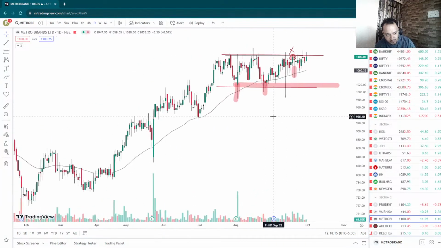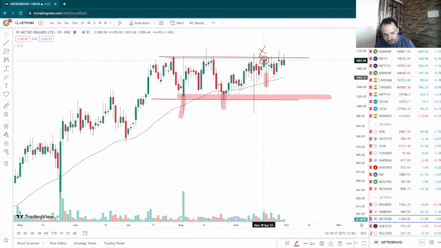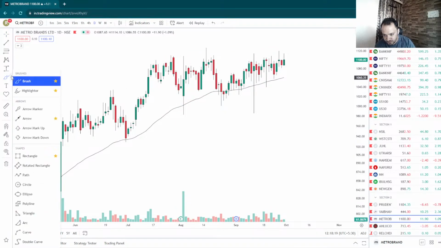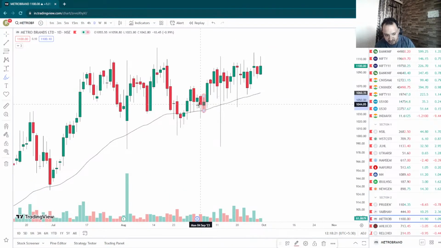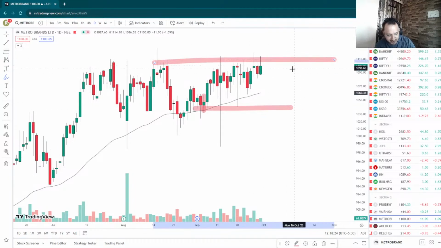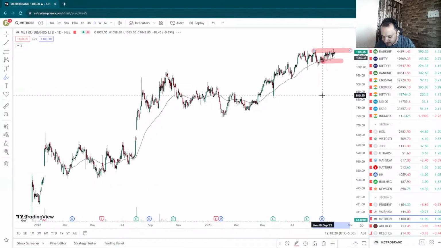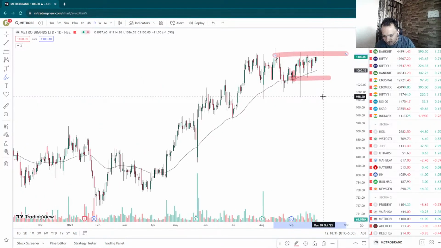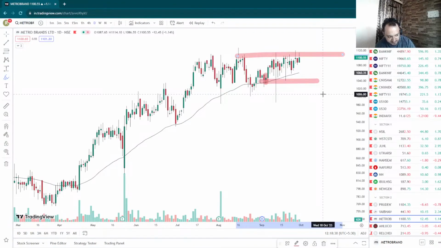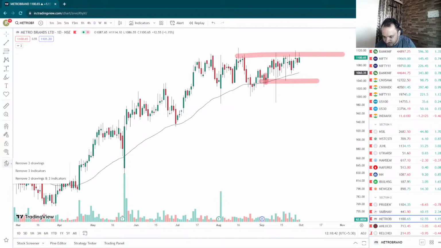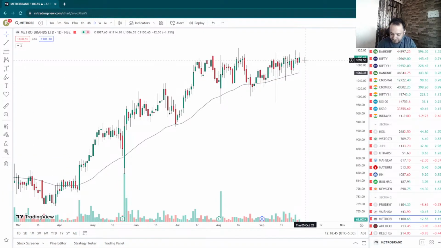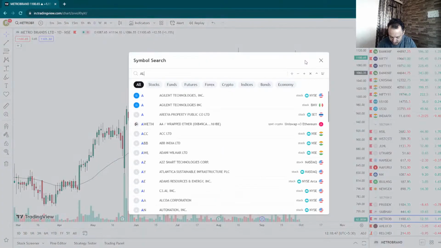Metro Brands, we have talked about it in the last live as well. I told you guys to be aware of the demand zone, and it might break out. It might break out, but I'm not holding it. It's too crowded now. Too many people are in this, so this is not for me anymore. Too many people are buying this all over the trading community. It looks good though. It can go up.